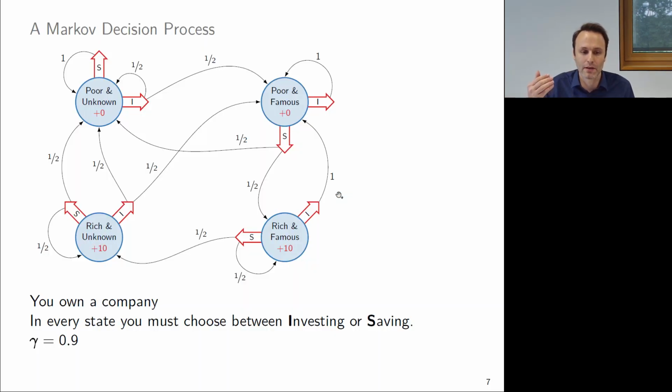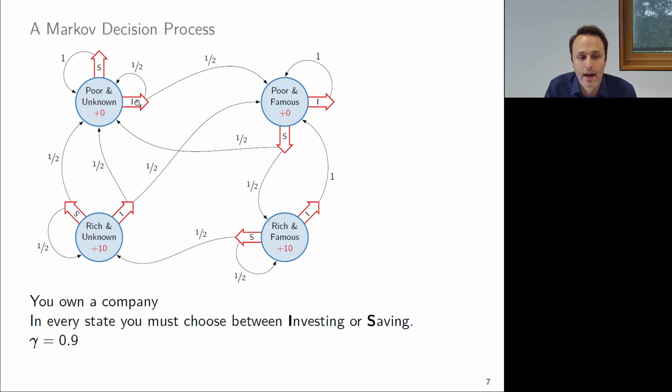Now we're starting up a business, and because we just started, we're still poor and unknown, but we want to get rich and famous eventually. So that's our goal. You see here these circles, they show 4 different states that we could be in. One is poor and unknown, that's where we start. We could get poor and famous, and also rich and unknown, and then rich and famous, which is our goal. Now we also have 2 actions, to save and to invest, in each of the states.